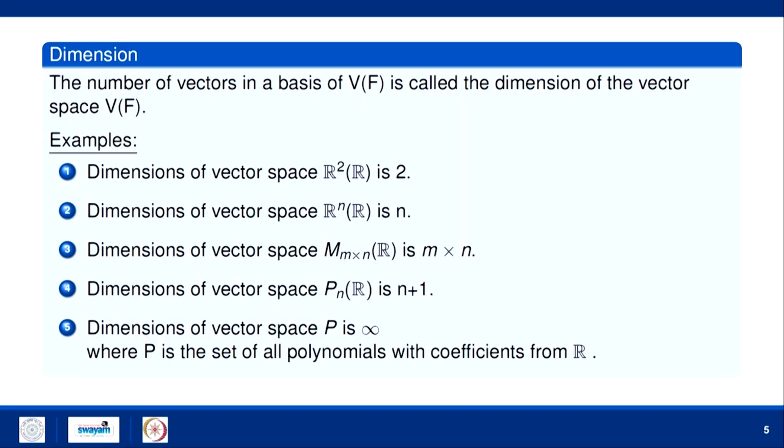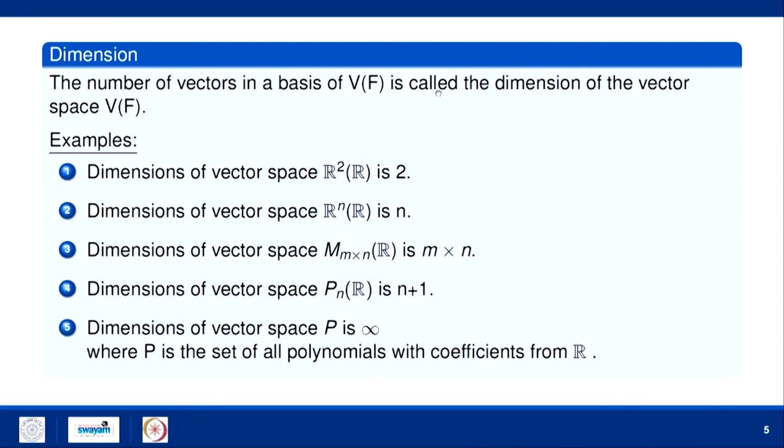My next definition is dimension. So, what is the dimension of a vector space? The dimension of a vector space is nothing but the number of elements in the basis, or the number of vectors in the basis.